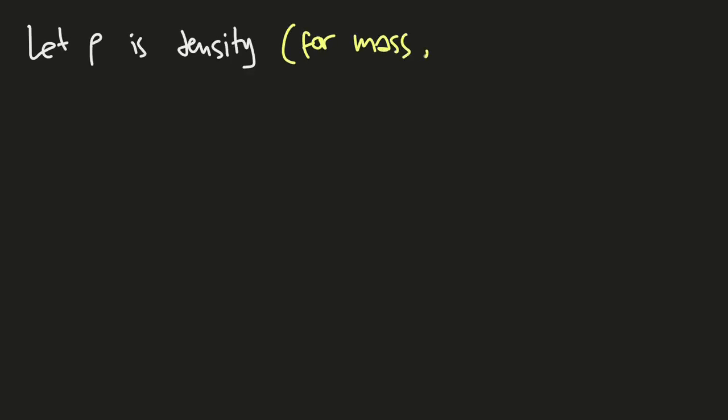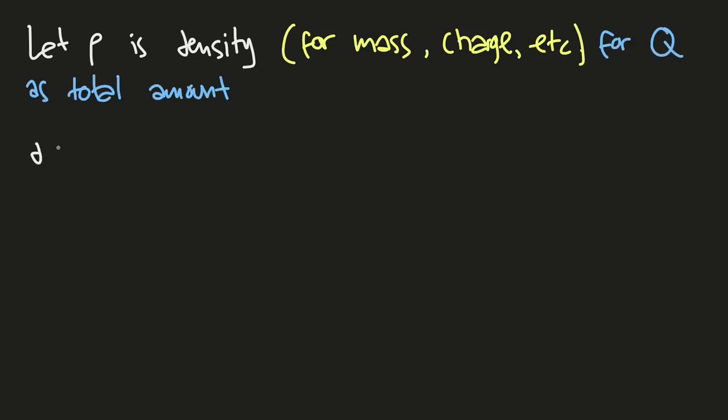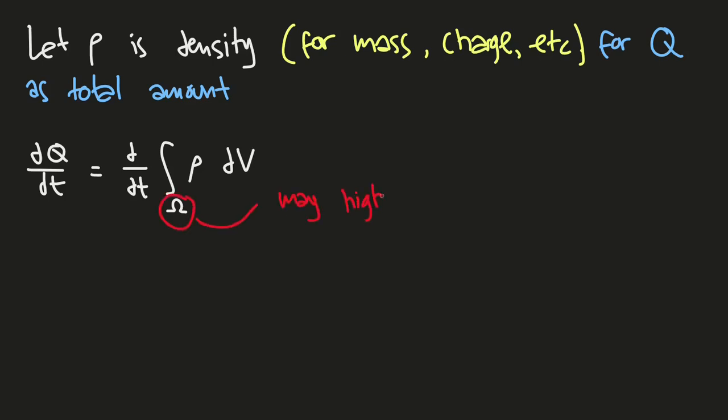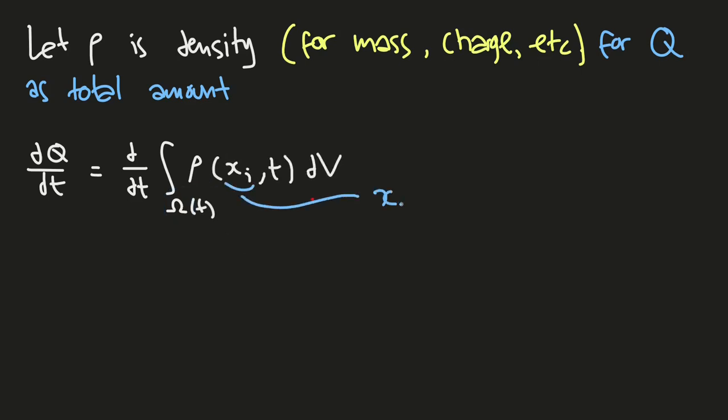To get started, let rho be density, maybe mass, charge, etc., for Q quantity as total amount. The first derivative of total Q equals the first derivative of some integral, and here omega may be a higher dimension coordinate system and time dependent. So we can rewrite it as this, and coordinate xi here may depend on time.